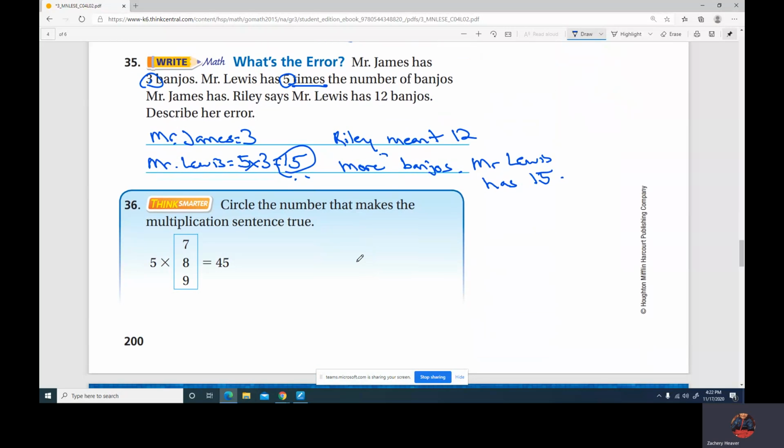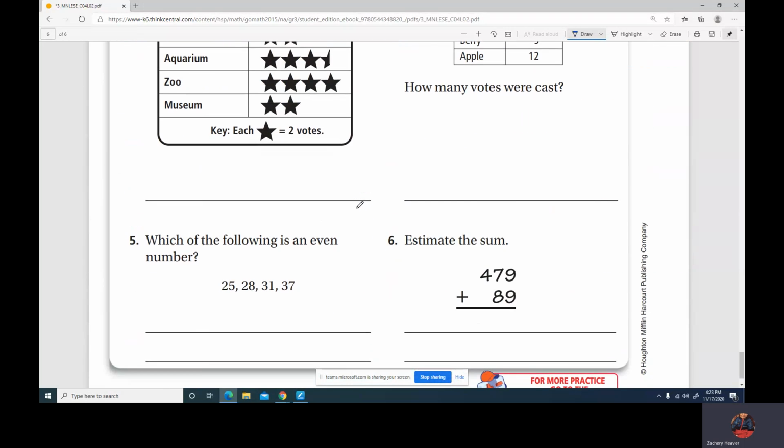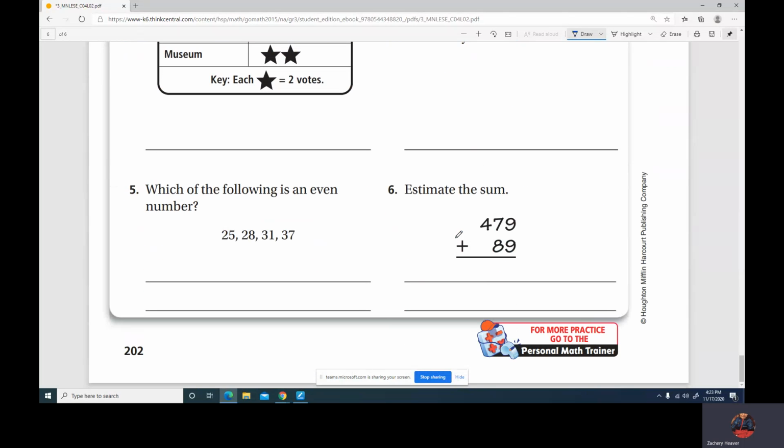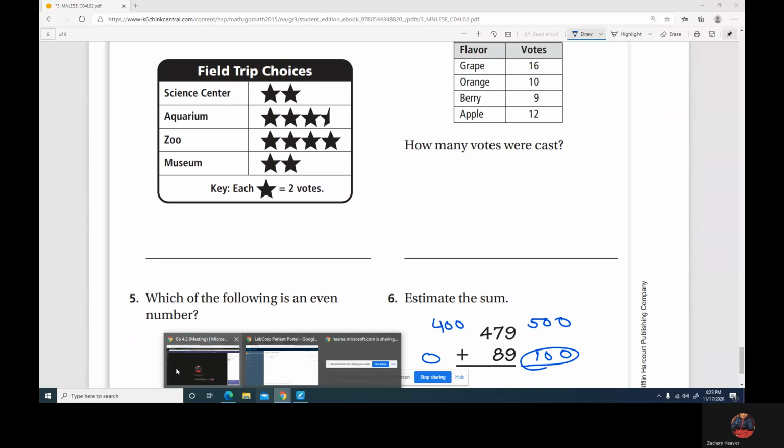Circle the number that completes the sentence. Pause it real quick. See if you get it right. If you unpause, the right answer is 9. So this also, again, should be a pretty quick and easy lesson. All right. Estimate here. We have to round. 479 is between 400 and 500. Right off the bat, I know 89 is going to round to 100, not 0. So you pick this and add them together and tell me what you might get. Other than that, you guys have a good one.